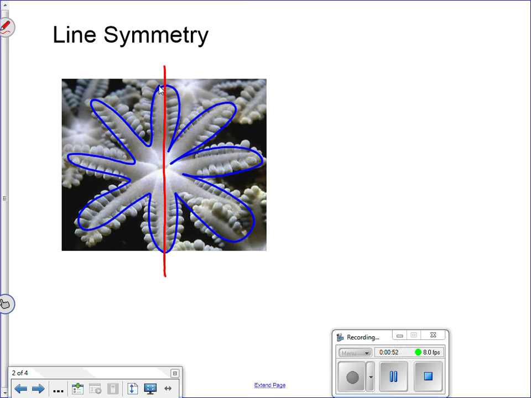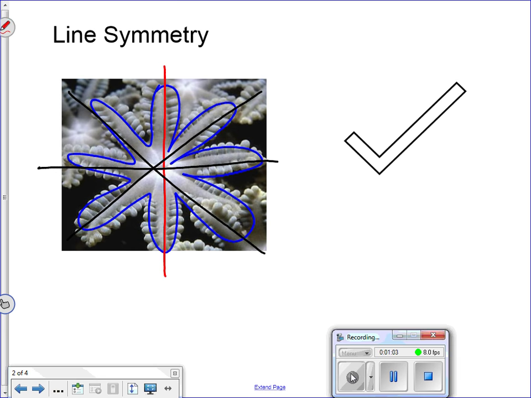Now this particular figure has multiple lines of symmetry. There's another one that would come down like this, another one that would come like this, and so on. Agreed? All right, line symmetry.